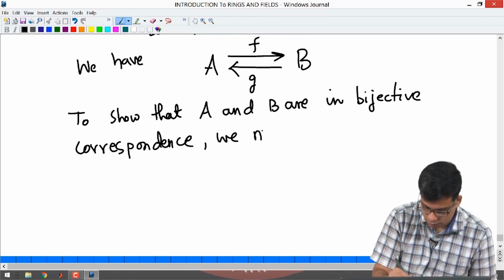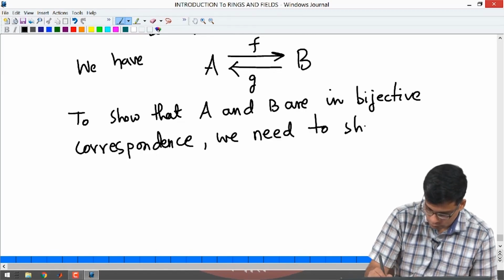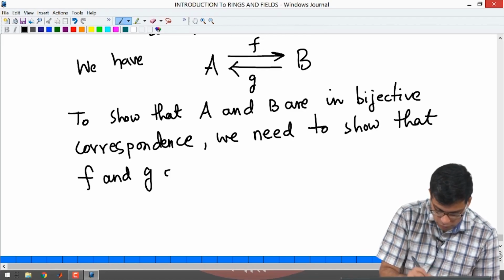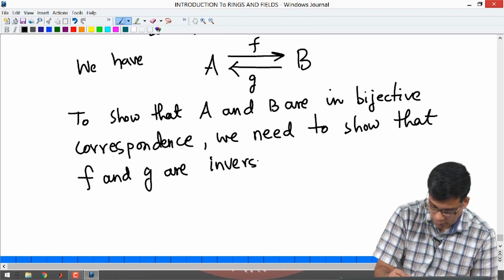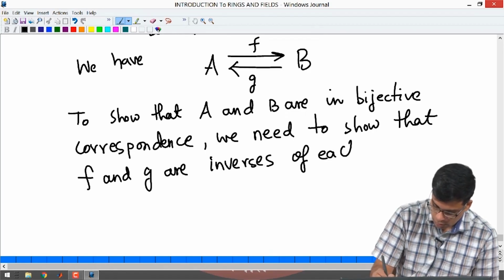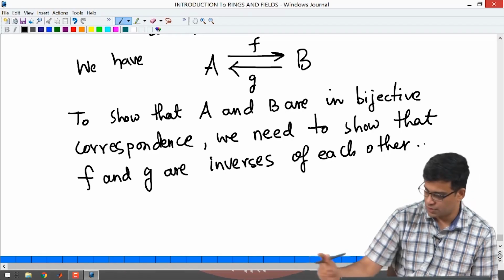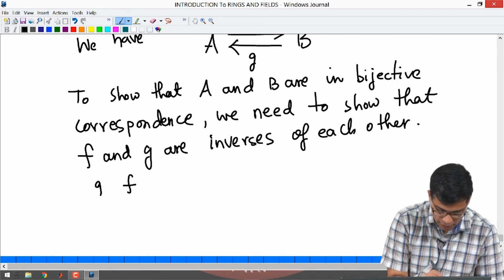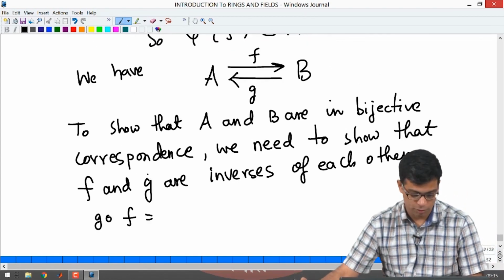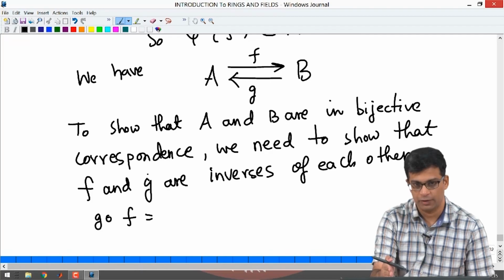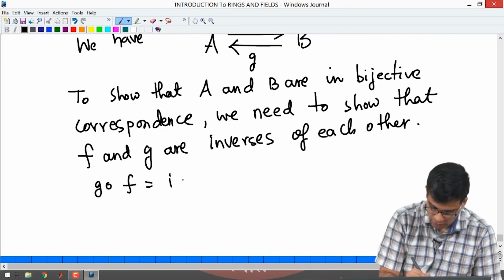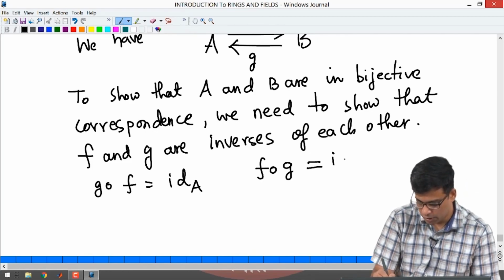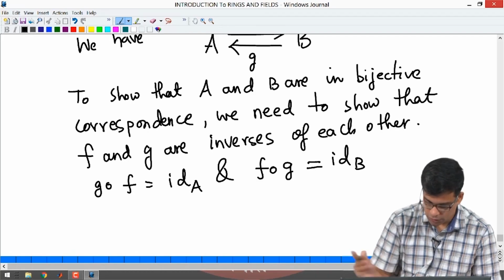that f and g are inverses of each other. This is the usual way of showing two sets are bijective. So, in other words, what we have to show is that if you first travel via f, then travel via g, you start with A, go to B via f, then come back to A, it must be the identity function on A, and similarly if you first do g and then f, this must be the identity function on B. So, we need to check these two.